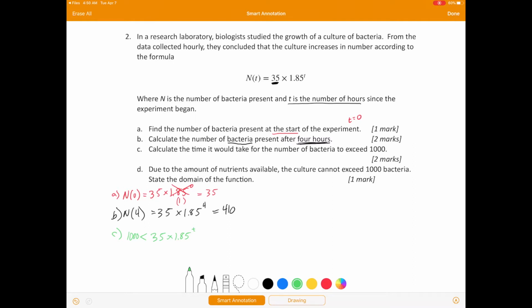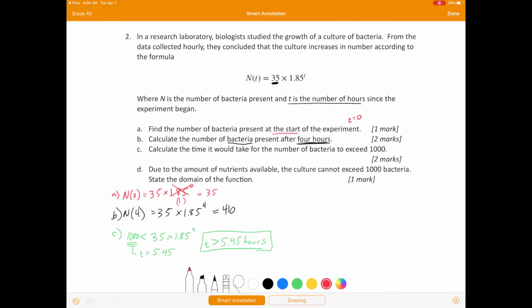So what you should end up getting is that you get exactly 1,000 when T is equal to 5 point, I'm going to round it to 3 sig figs, 5.45. So therefore, I was not very harsh on this, but your answer should be that T is greater than 5.45 hours. Okay, you do need the inequality because it says calculate the time it would take to exceed 1,000. Well, any time larger than 5.45 would be larger than 1,000. Okay, so that's letter C.